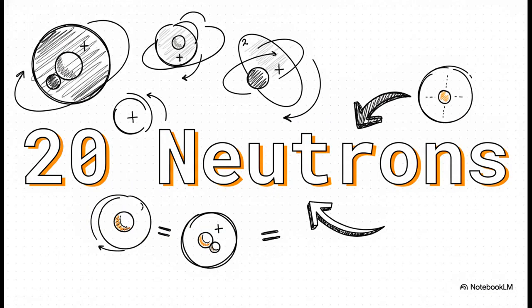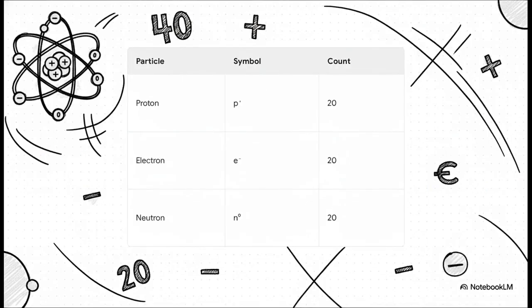Let's just plug in our numbers. Our mass number, A, is 40. Our atomic number, Z, is 20. So 40 minus 20 is 20. And there it is. We have 20 neutrons. And there we have it, our final answer. For an atom with a mass number of 40 and an atomic number of 20, we have 20 protons, 20 electrons, and 20 neutrons. Puzzle solved.